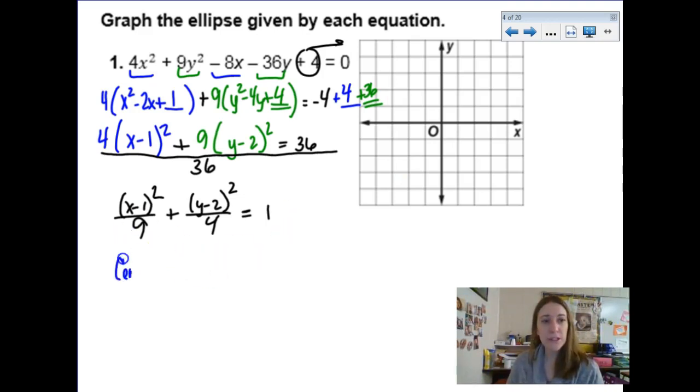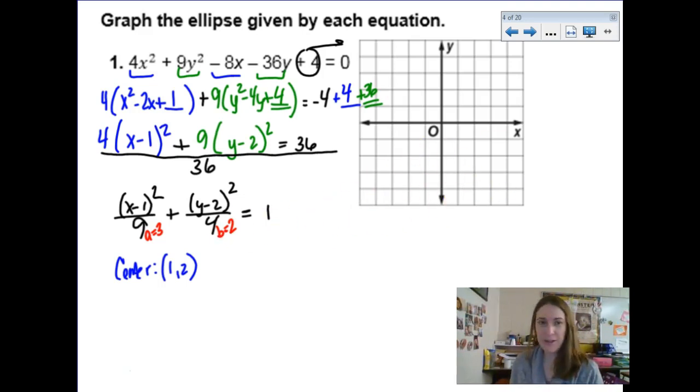Alright, so our center is located at 1, 2. And then our A value, the length from the center to one of the major axis vertices, is 3. Square root of 9 is 3. And then the B value, the minor axis, half the length, is 2. Square root of 4 is 2.